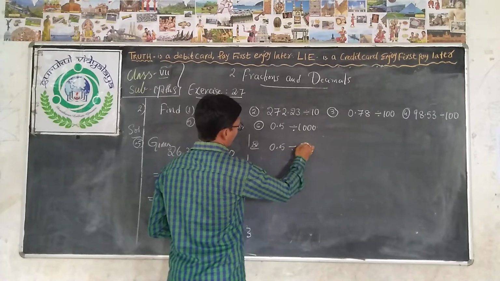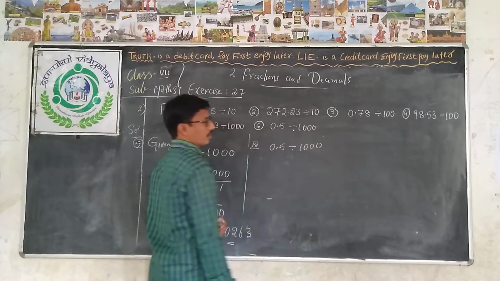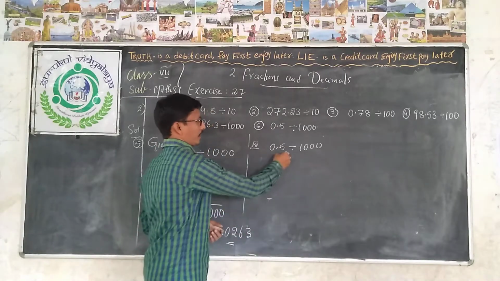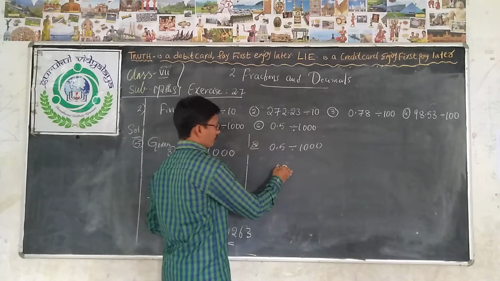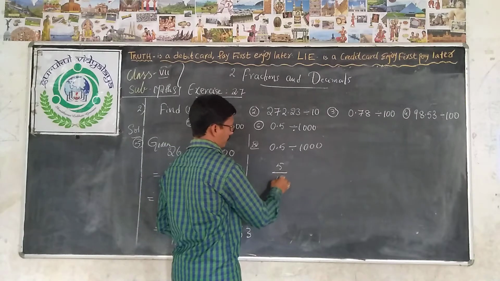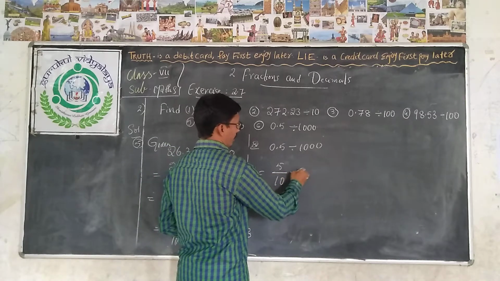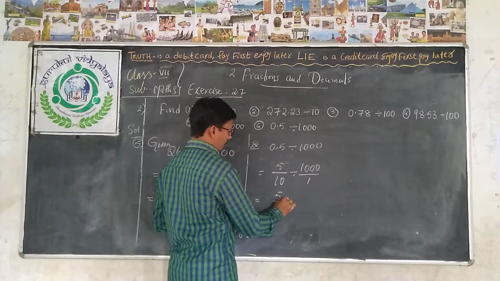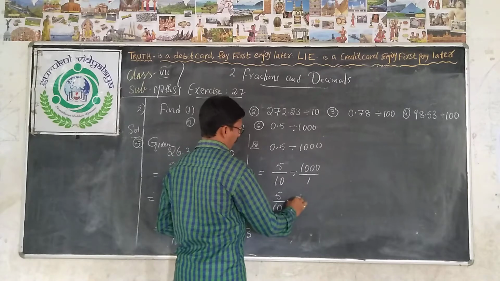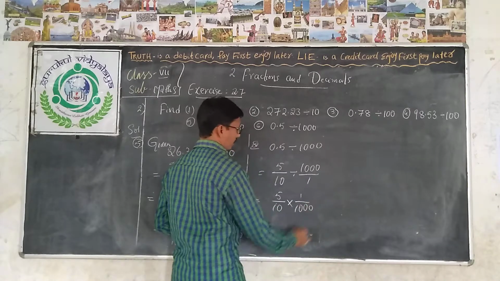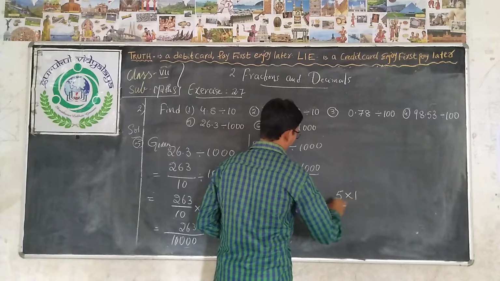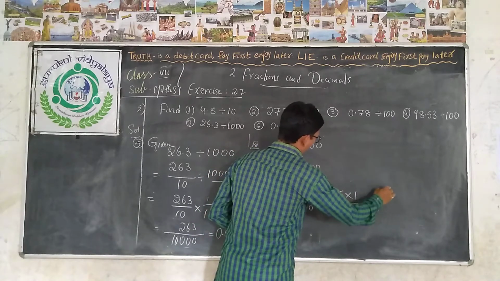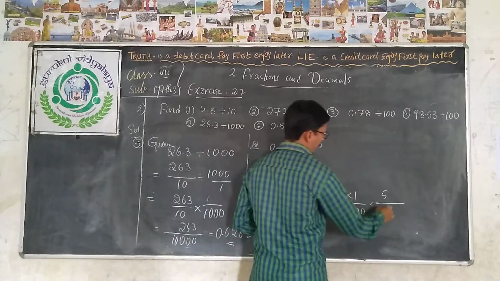0.5 divided by 1000. I already told you, the divisions must be converted into fractions. Now 0.5 converted into a fraction: 5 by 10, as 5 is in the tens place. 5 by 10 divided by 1000 by 1. That is equal to 5 by 10 into, the reciprocal of 1000 is 1 by 1000. So that is equal to 5 into 1 by 10 into 1000. Children, 5 ones are 5. 1000 into 10, 10,000.